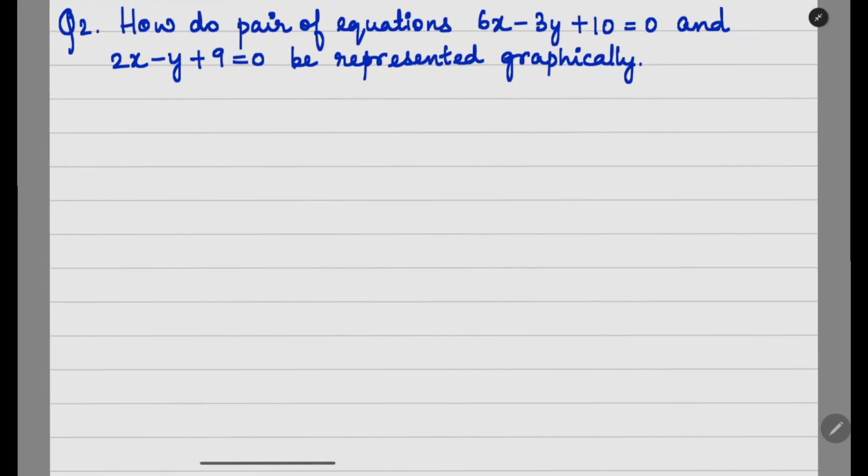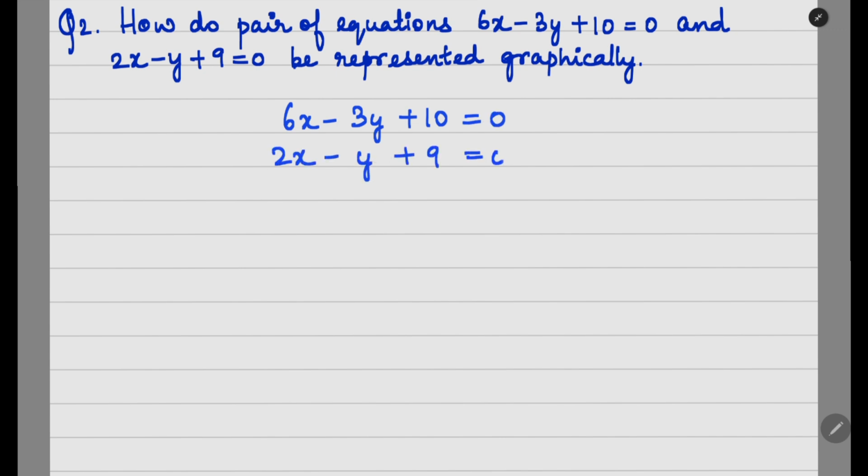This is an interesting question. How is the pair of equations given to you represented graphically? Let us write the two equations. The first equation is 6x minus 3y plus 10 equal to 0. This is the first one. The second one is 2x minus y plus 9 equal to 0.